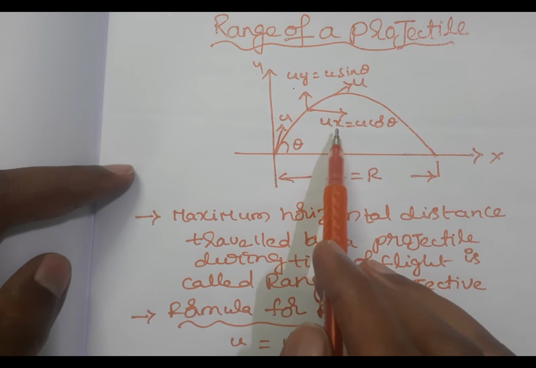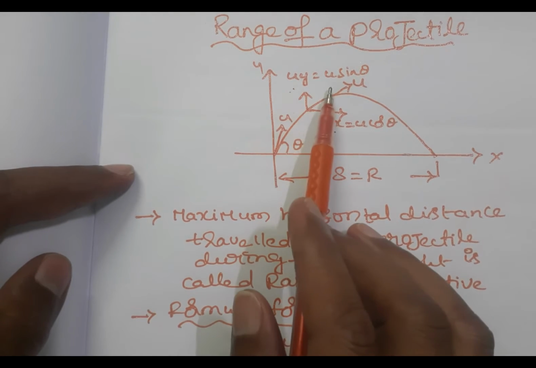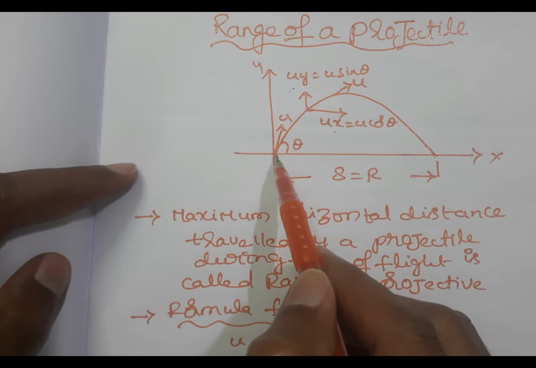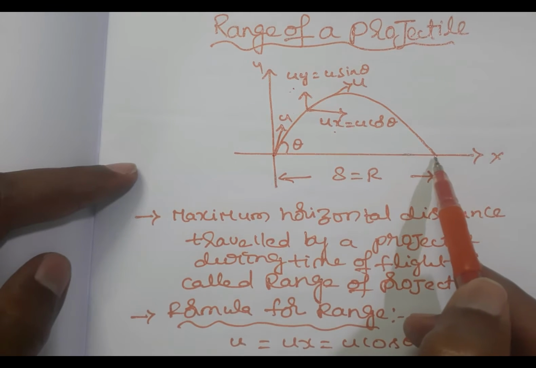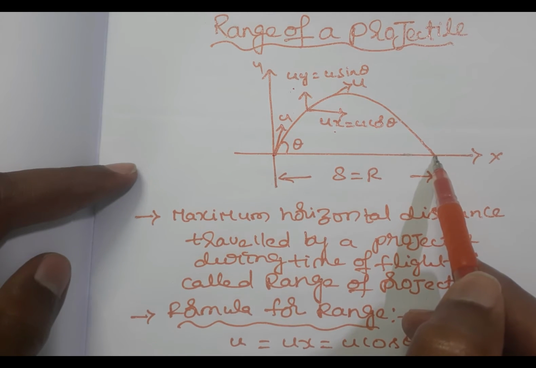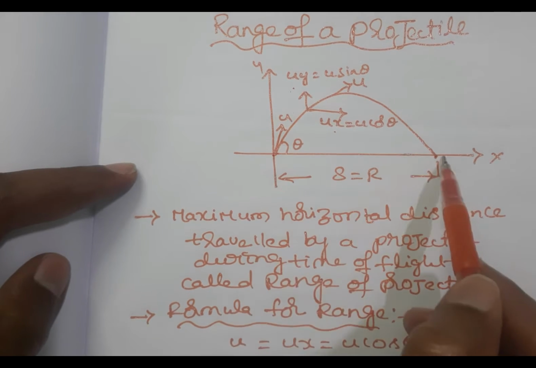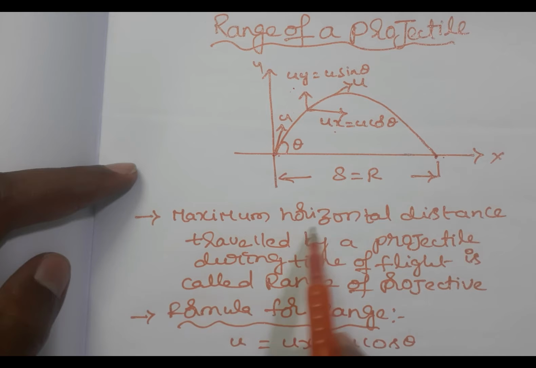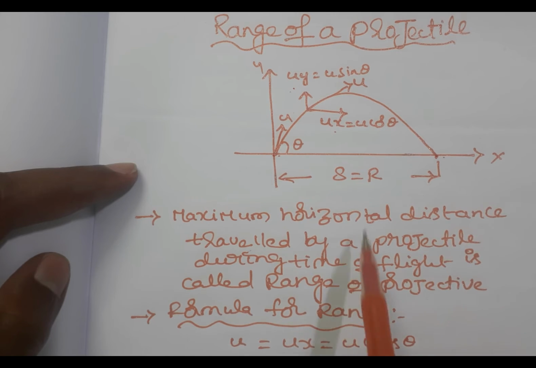The horizontal component of velocity, ux, is u cos theta, and the vertical component is u sin theta. Then the projectile travels from the point of projection to the point where it falls on the horizontal plane. From here to here it is called the horizontal range. The maximum horizontal distance traveled by the projectile during the time of flight is called the range of the projectile.